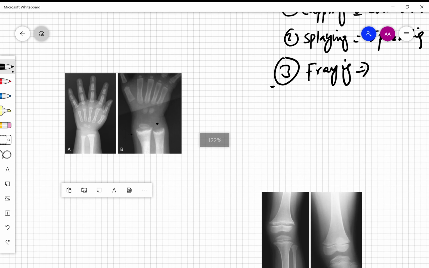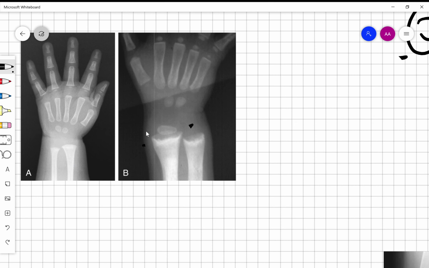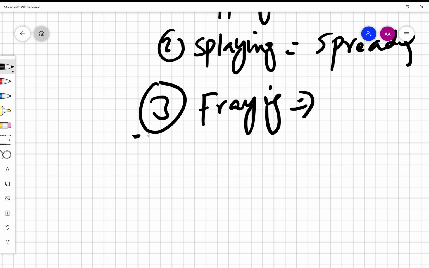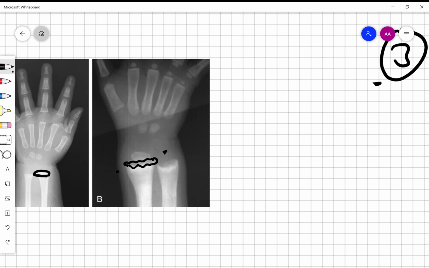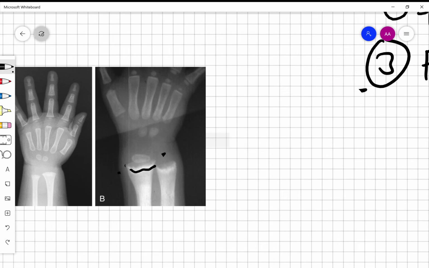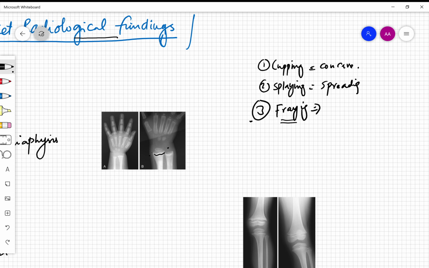If you compare these two pictures, this one has a very sharp border of the metaphysis, but here you can see it is kind of irregular. This is fraying, the third finding, and it means that the border of the metaphyses is not very sharp and is kind of coarse. If you compare the two, you can easily find this is frayed and there is no fraying here. These are the top 3 findings.